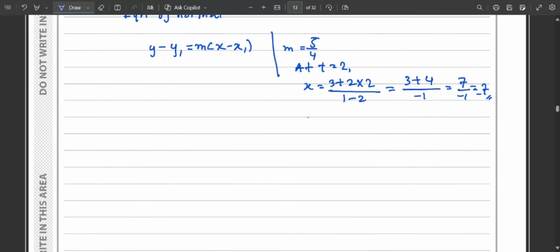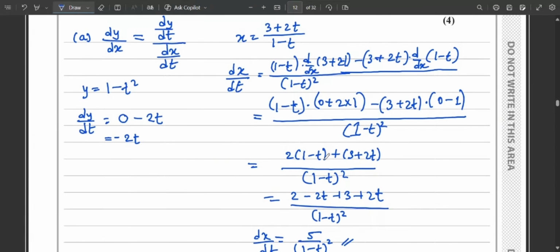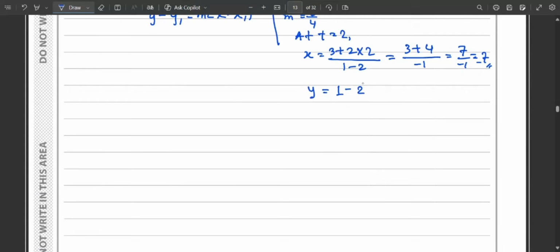Now for the y coordinate, we have to use the expression for y and substitute t equals 2 in place of t. The expression for y is 1 minus t square. So we have t equals 2, so 1 minus 2 square. This will give us 1 minus 4, or minus 3. So the coordinates of point P are minus 7 and minus 3.